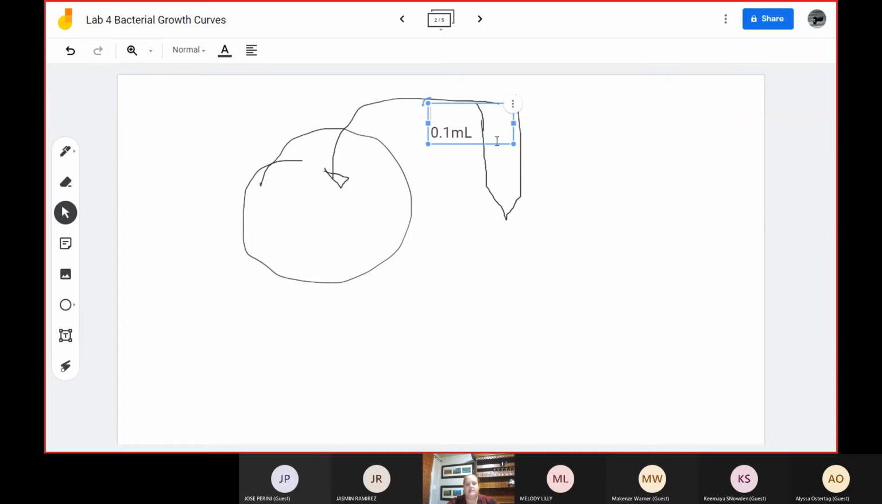So let's just assume we're going to be plating from our stock culture of bacteria, and we want to plate it to see how many bacteria there are. After we incubate this plate for 24 hours or 48 hours or something like that, it's going to end up with little dots all over it. Whatever number of little dots are on here is going to be your number of colony forming units.